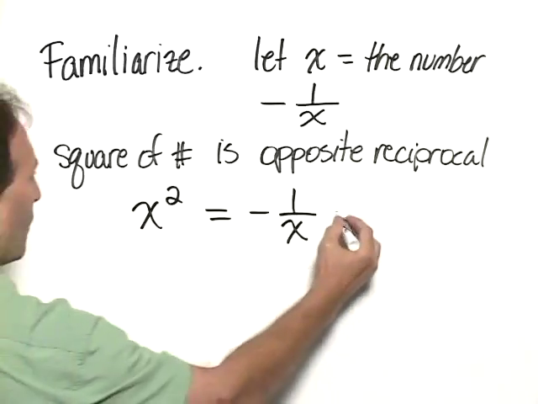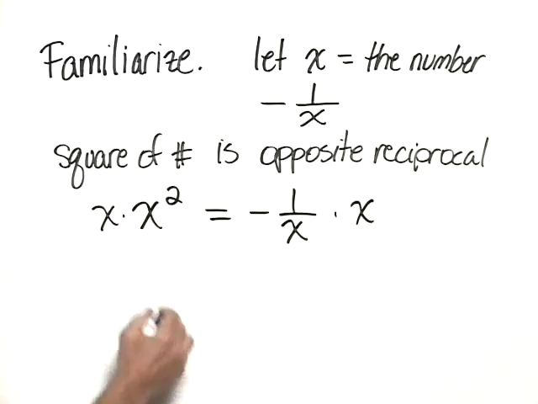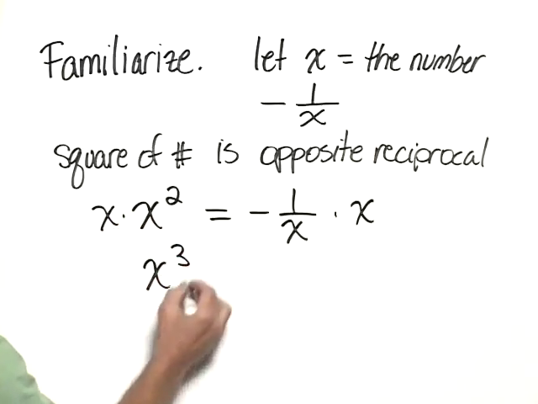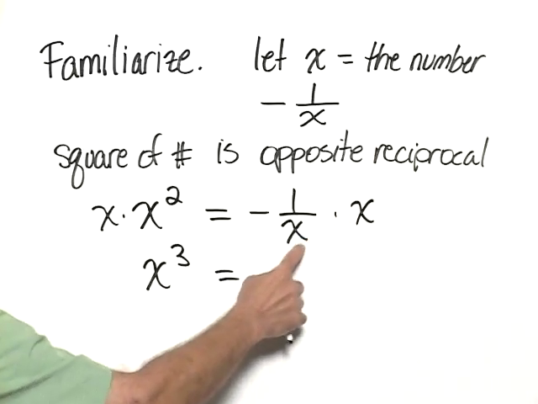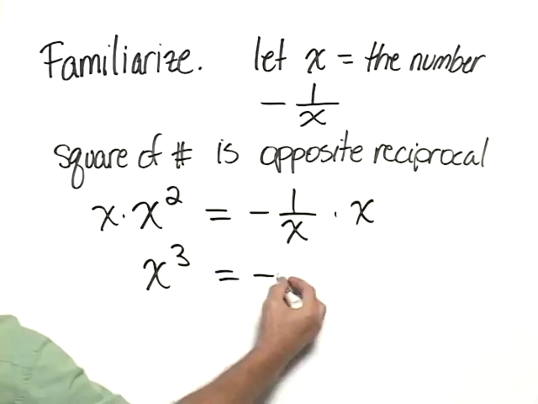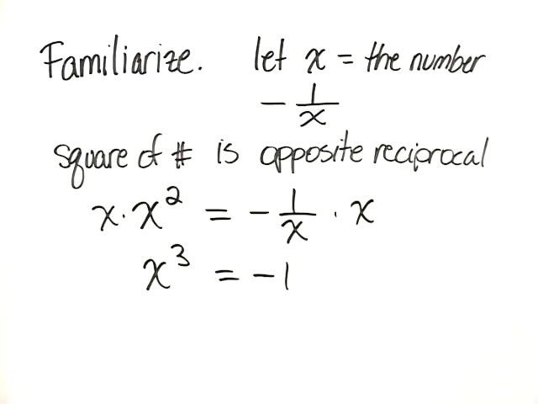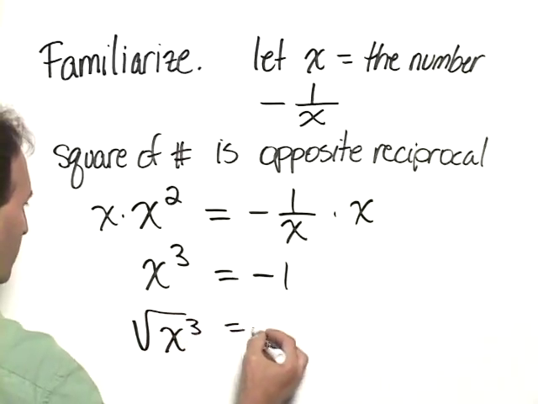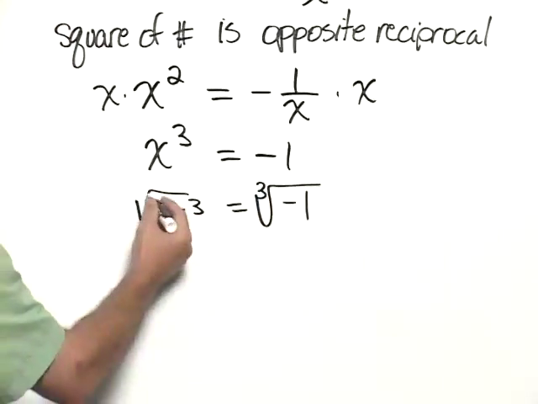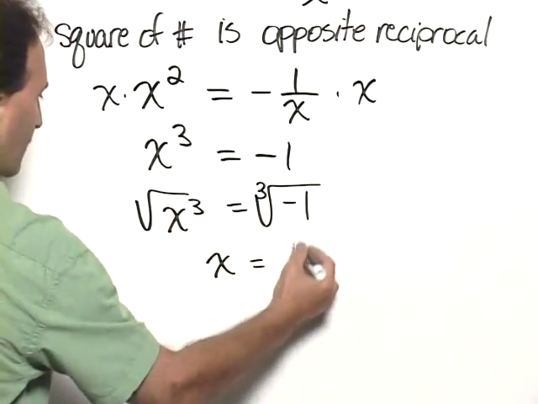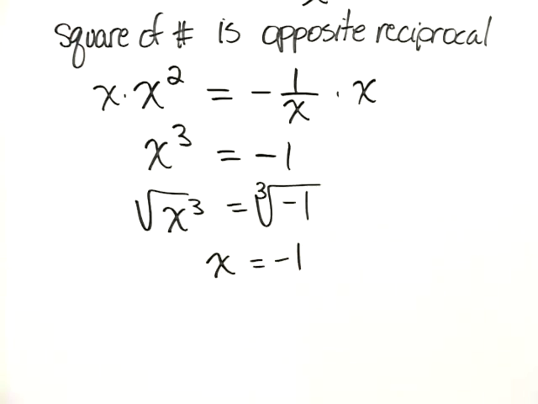We would multiply both sides by x, and on the left-hand side, the result is x cubed. On the right-hand side, we can remove the factor of 1, x over x, and that leaves us with the result of negative 1. Now we take the cube root of each side. The cube root of x cubed is equal to the cube root of negative 1. The cube root of x cubed is x, and the cube root of negative 1 is negative 1. And now we've carried out the problem, which was step 3.